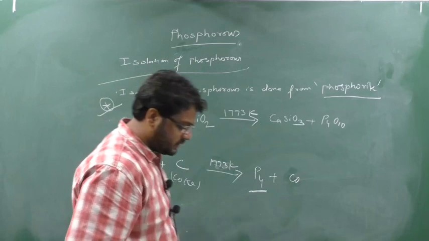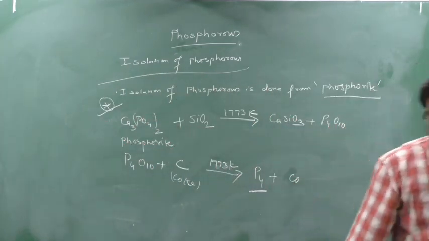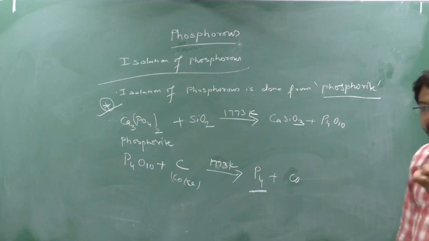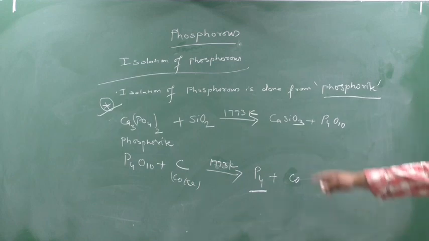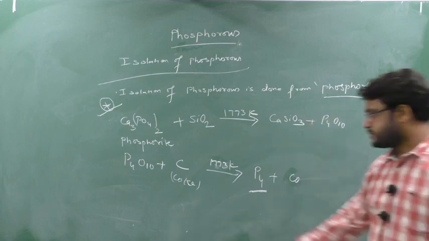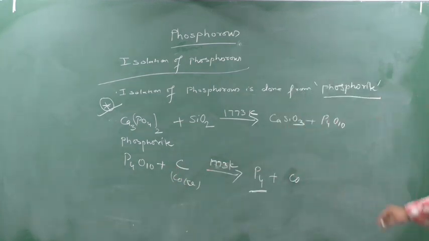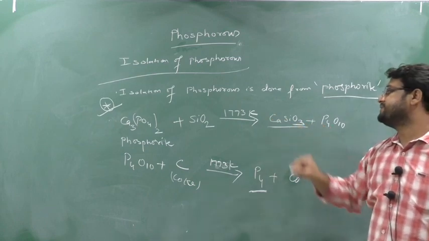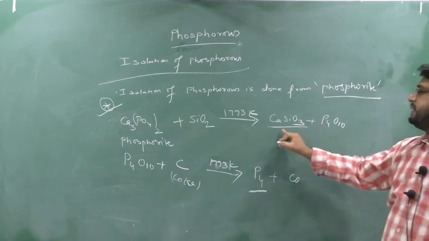So in the exam the question can come: how to isolate phosphorus. The obtaining process of phosphorus is from calcium phosphate, that is known as phosphorite. This calcium phosphate is reacted with silica at nearly 1773 Kelvin temperature. During this process, you will obtain calcium silicate and P4O10. This will be in the form of a slag.